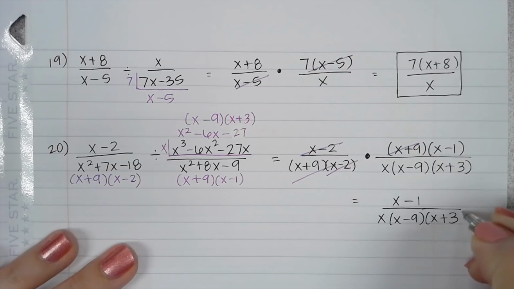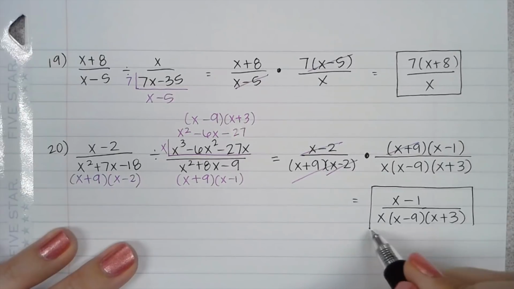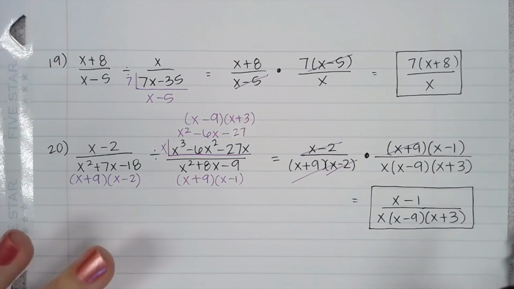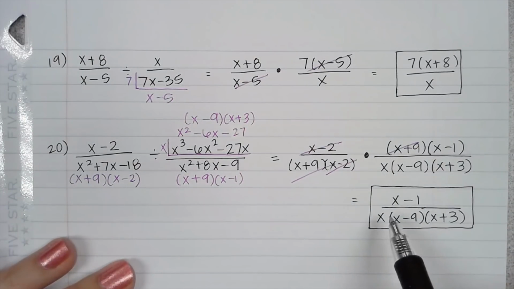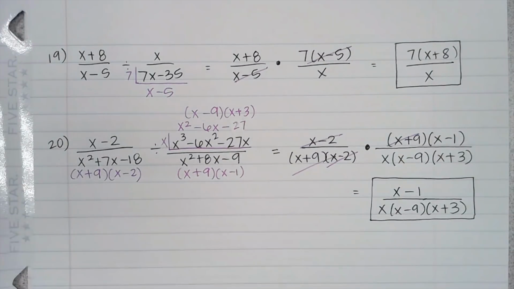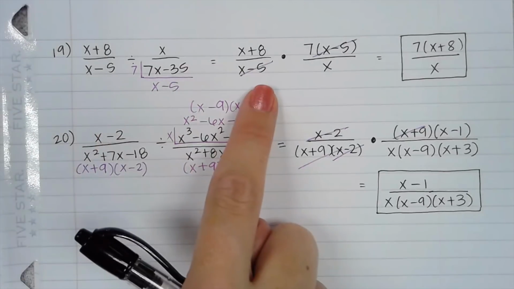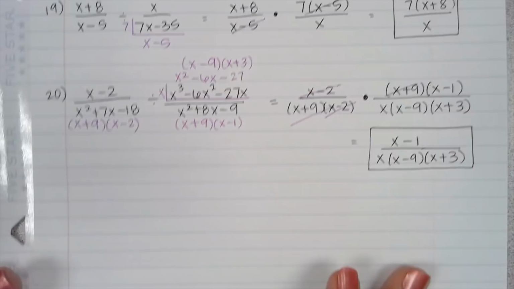This problem is actually a really good point for me to mention that it's not necessarily wrong if a bunch of stuff doesn't cross out, but if you notice that you have a ton of parentheses left over in your answer, you might want to go back and double check your factoring to make sure that you didn't miss anything along the way. 19 and 20 are the end of the division problems. So if it's division, it's just like multiplication, except the second one flips upside down.